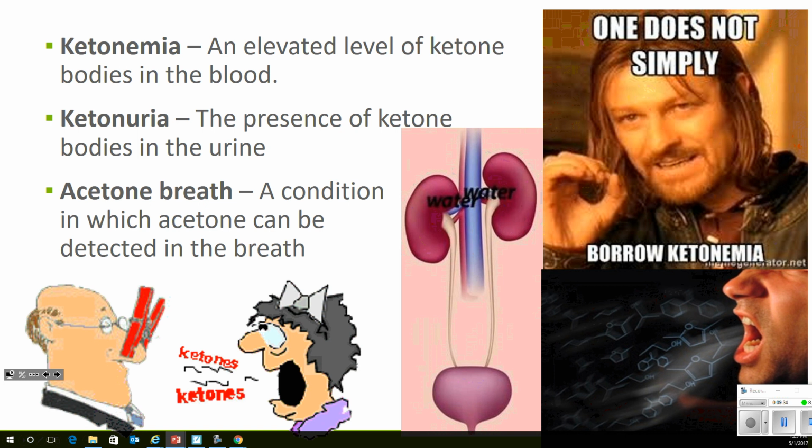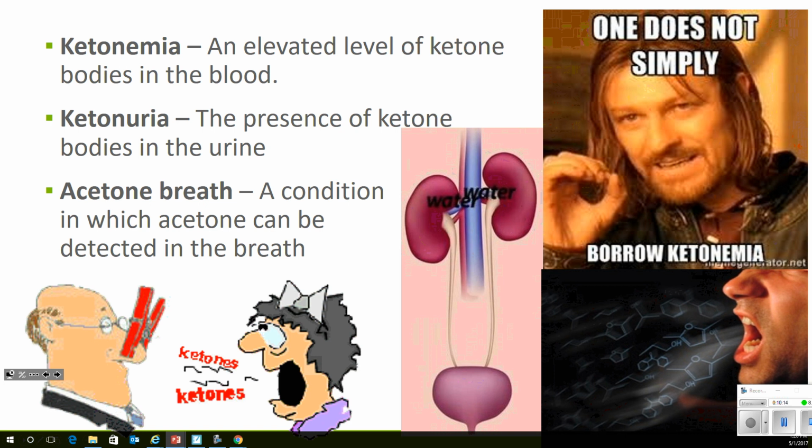We'll see. So ketonemia is an elevated level of ketones in the body, in the blood. Ketonuria is the presence of ketone in the urine. And acetone breath is a condition in which acetone can be detected in the breath. So oftentimes it smells fruity, although some people say it smells like nail polish remover, and that's what acetone is. So, but I've heard it been described as fruity too.